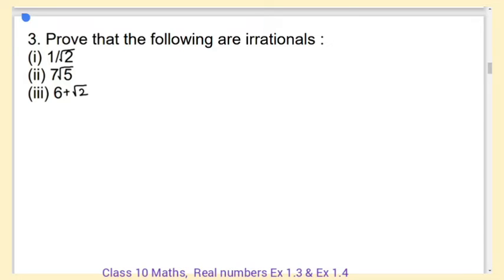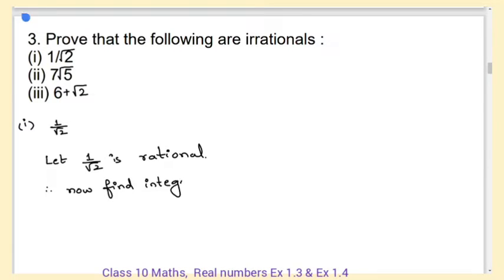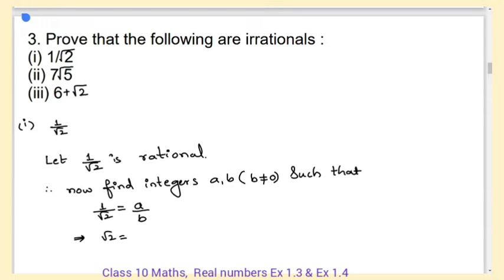Now question number 3. Prove that the following are irrationals. First one, 1 by root 2. So first let us consider that this is rational. Let 1 by root 2 be rational. Therefore, find integers a, b, b is not equal to 0, such that 1 by root 2 is equal to a by b. Now root 2 is equal to b by a.